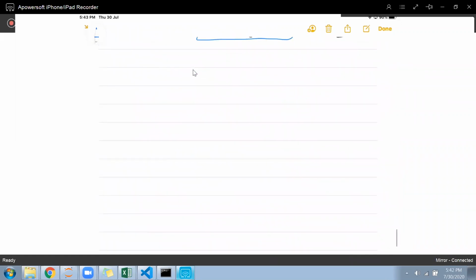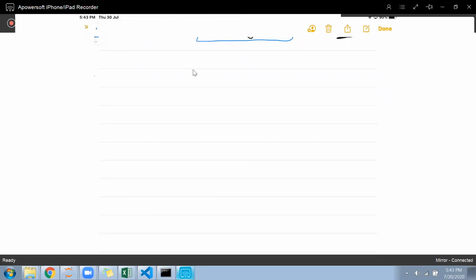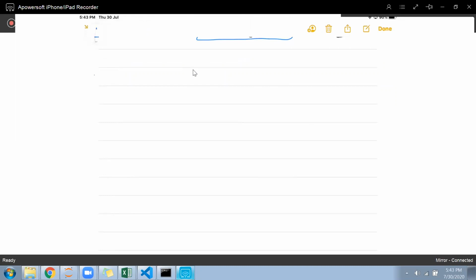Now what will we do? We'll write this equation again, but before that, let's try to find the derivative of the sigmoid. We'll write p of xi equal to 1 upon 1 plus e raised to the power minus xi theta. If I differentiate this with respect to theta, what will be the derivative?